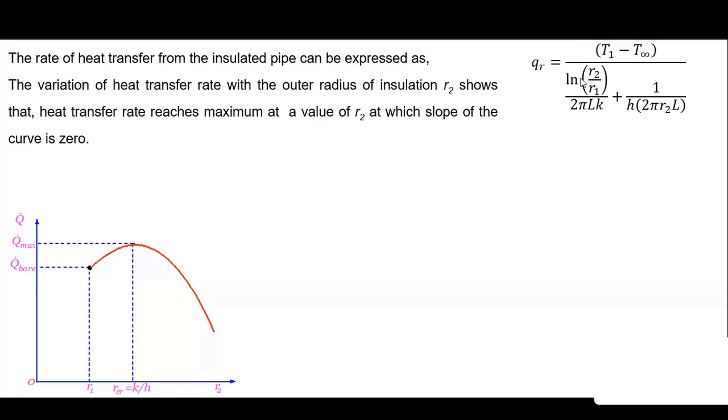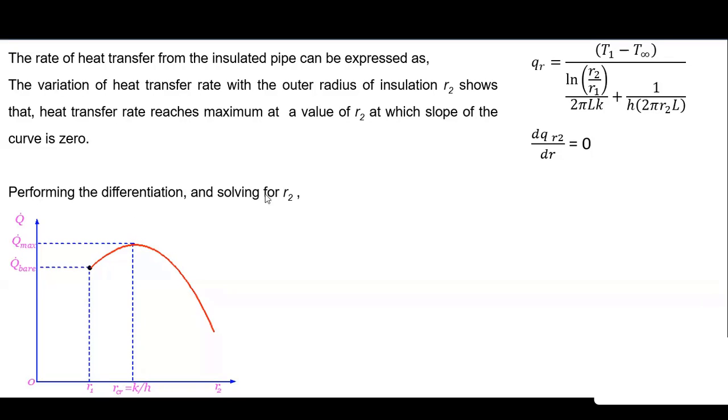It means that there is a particular value of R2 where the slope of the heat transfer rate curve becomes 0. So we can have a differentiation in this form. If you differentiate this equation, that is the equation of Q with respect to R2, and equate it with 0, we will get the condition for the maxima. We know the applications of differentiation.